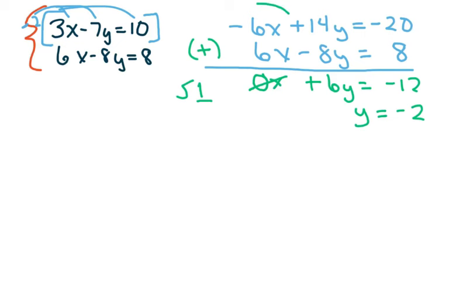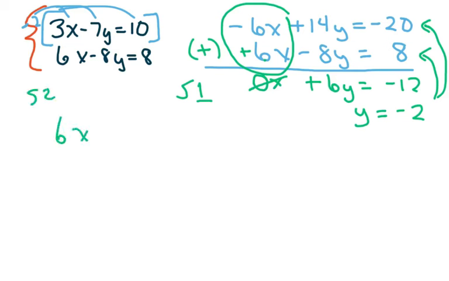So basically, I want to eliminate, so I want these coefficients to be the same, but the signs must be opposite. So for step 2, I'm just going to substitute my y into one of these. I can substitute it into this equation or this. Or, you could do both because that's a good check. So let's just try the second one. So this is step 2: 6x minus 8 times -2 equals 8. And I'm going to solve for x.